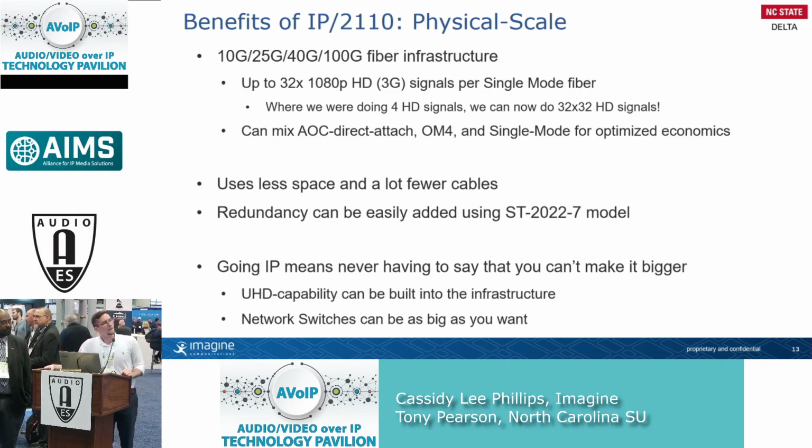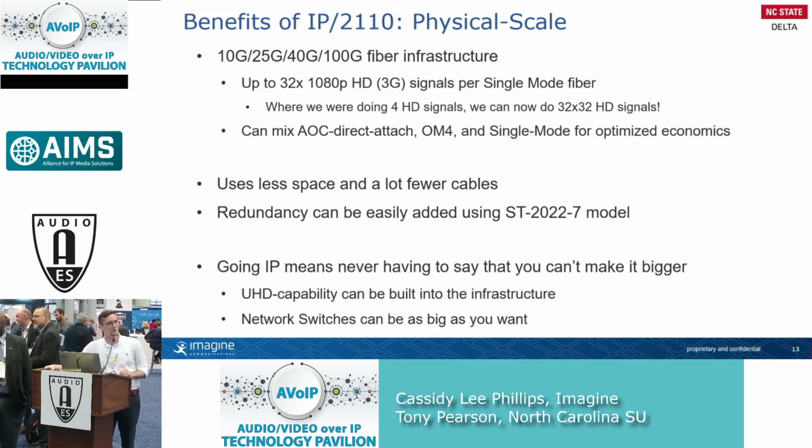We can mix different types of connectors going back to the switch. So in this case, in the engineering core, they have direct attached cables, active optical cables. So those are the short reach, pre-terminated cables. And then obviously they go to single mode transceivers for those long runs to the classrooms. We'll talk more about this when we get to the Cisco, but this uses less rack space and fewer cables than what they used to use. So in addition to the fiber optimization, the rack space is far less than you would need for an SDI version of the same system.